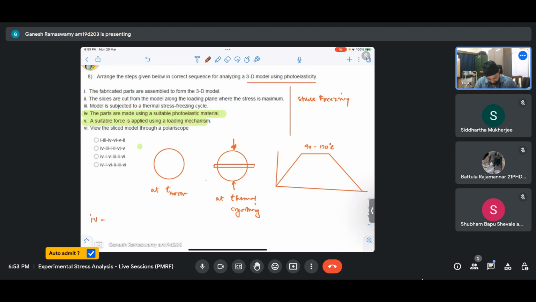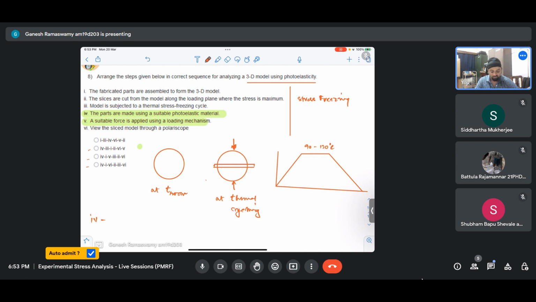Okay, so I take it that this is not given anywhere. If it starts with 4, what are the other options that can be done? Okay, this implies an assembly. Essentially, we are dealing with a multiply connected body. So the fabricated parts need to be assembled to form the 3D model.